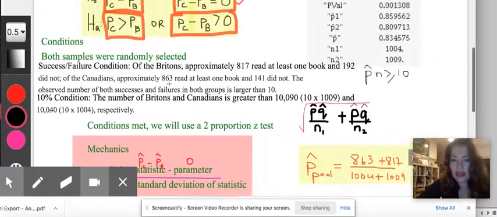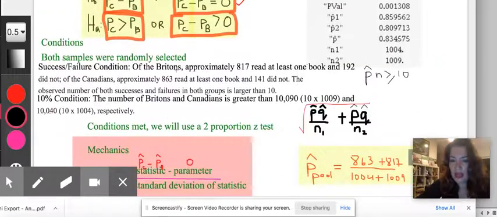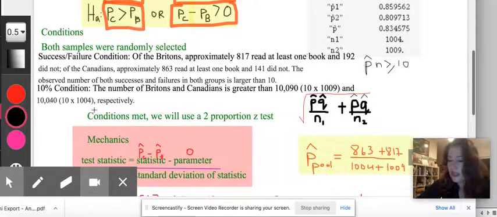So looking at that, we can say that there are 817 Britons who read. That's greater than or equal to 10. That means 192 who do not read, which is also greater than or equal to 10. And when we do the same thing for the Canadians, we get 863 and 141 who do not, and both values are greater than or equal to 10. So the success and failure are both larger than 10.